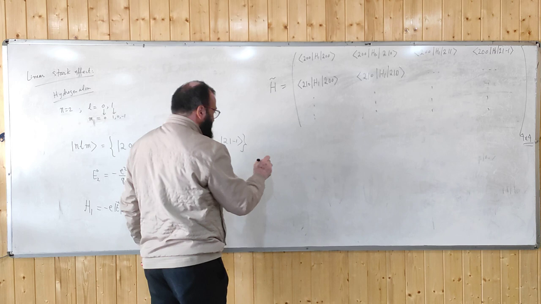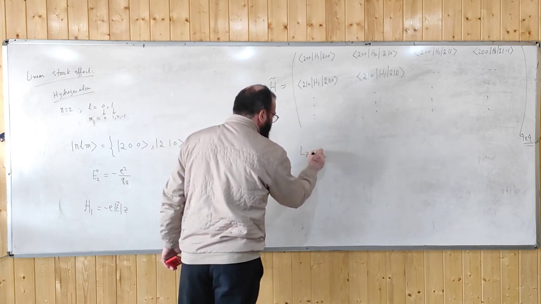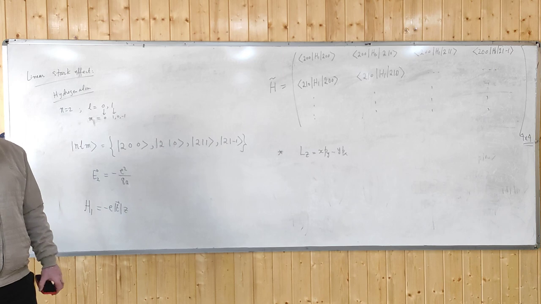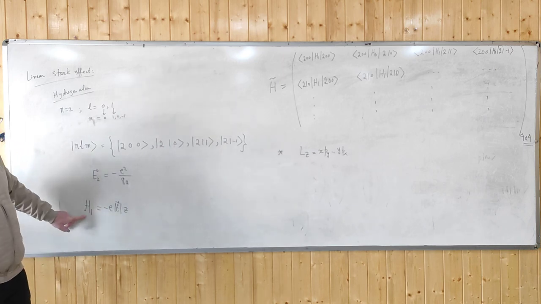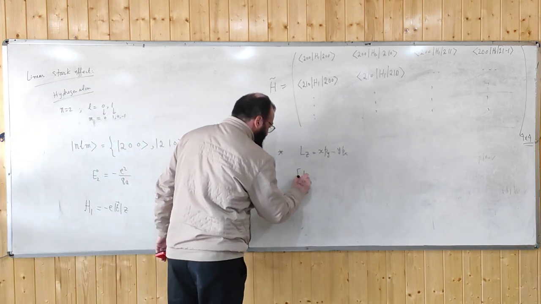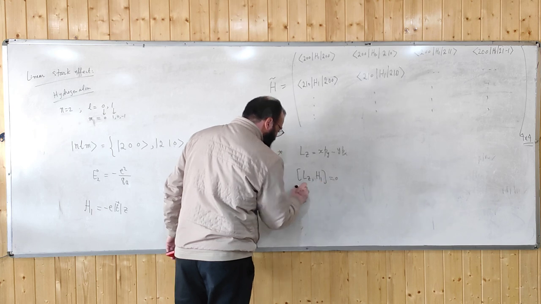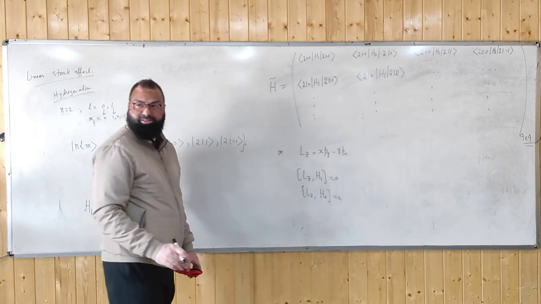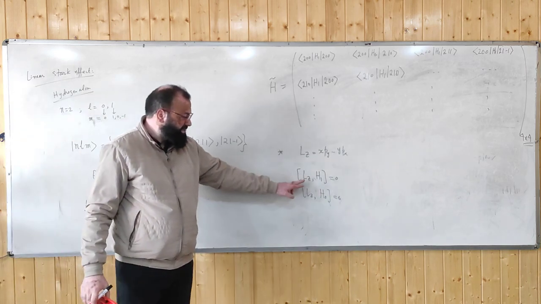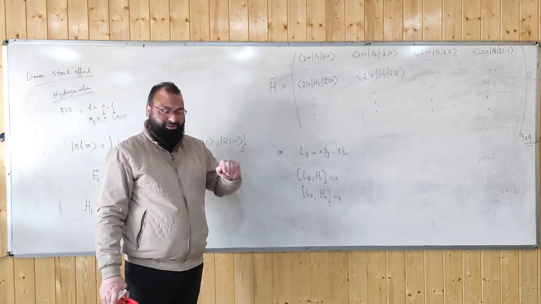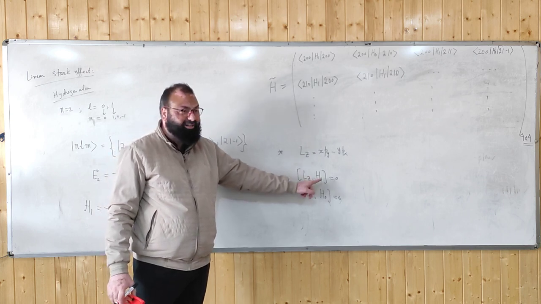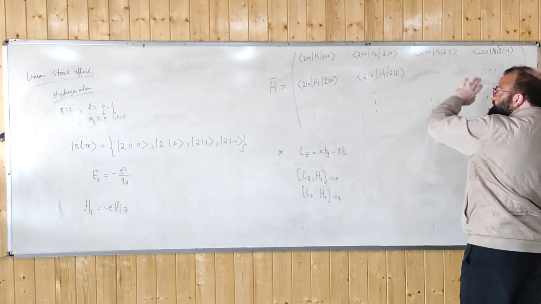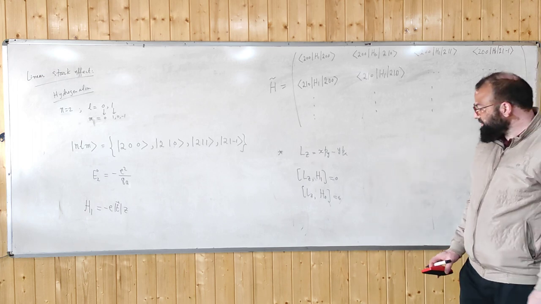So there is a kind of symmetry. Let's define LZ as x p_y minus y p_x. This is your LZ operator. If you check, this LZ commutes with H1. And this LZ also commutes with your H0, the hydrogen atom itself. Got it? So that means I can use the eigenstates of this LZ to diagonalize H1. In other words, I can see what the values of these off-diagonal terms and the diagonal terms are. Let's try to figure them out.